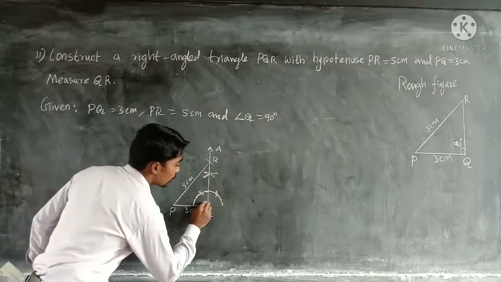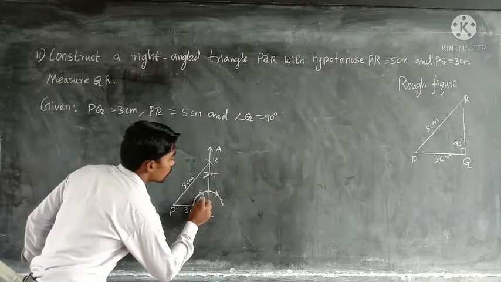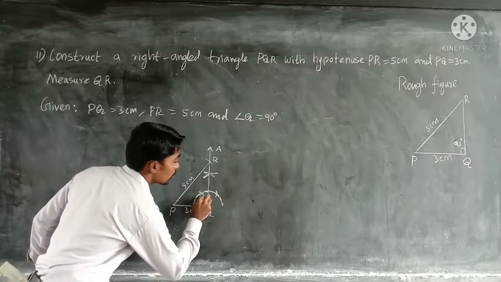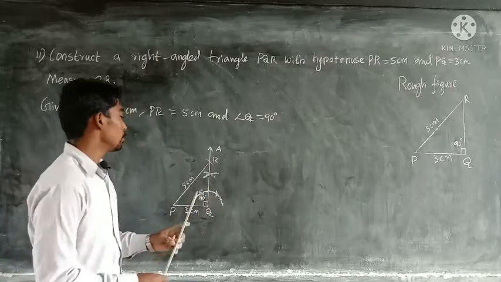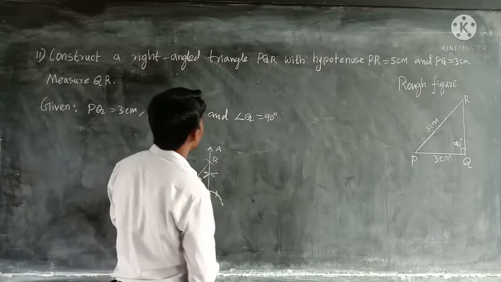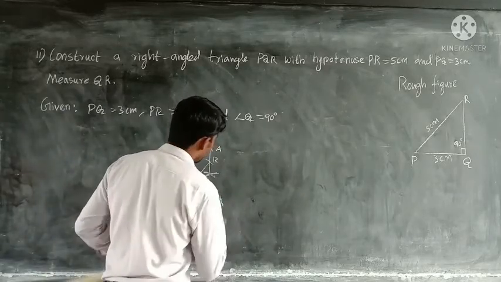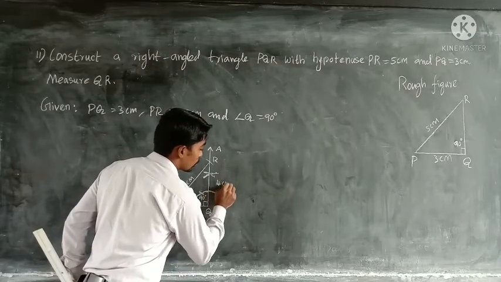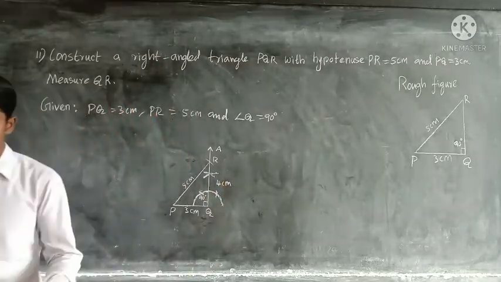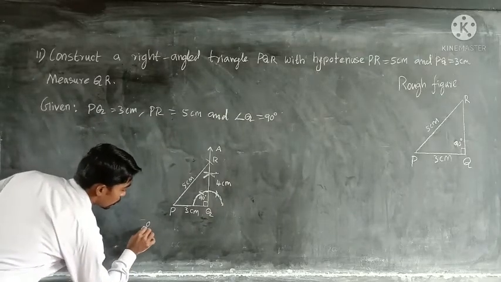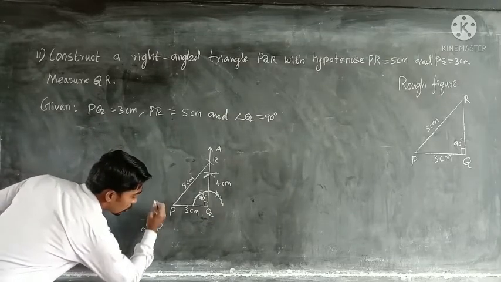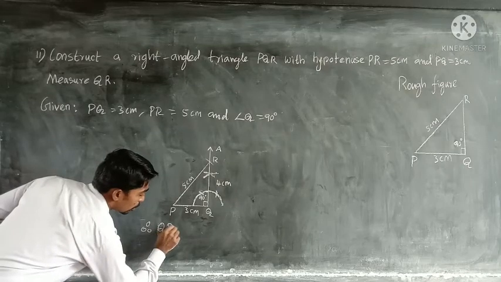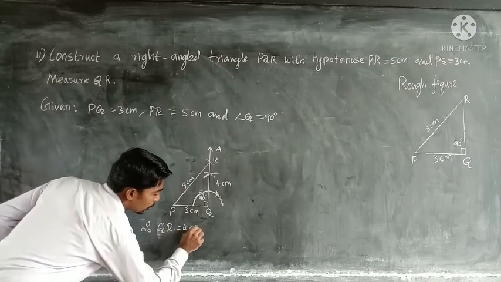Angle Q is 90 degree. Now measure this value, measure QR, that is 4 centimeter. Therefore QR is equal to 4 centimeter.